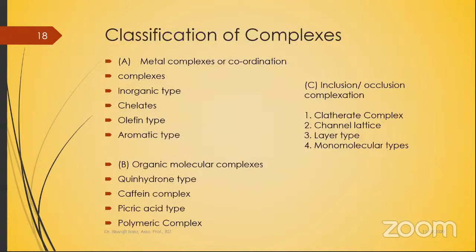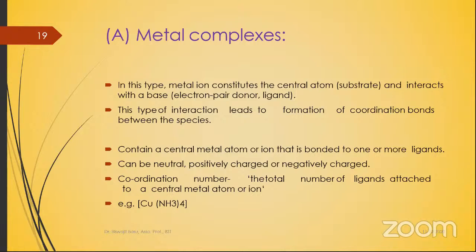Coordination bond. See the classification here where I have written metal complex or coordination complex. Metal complex or coordination complex. So why is it called a coordination complex? Because this type of interaction leads to the formation of a coordination bond. That's why it is also called a coordination complex.